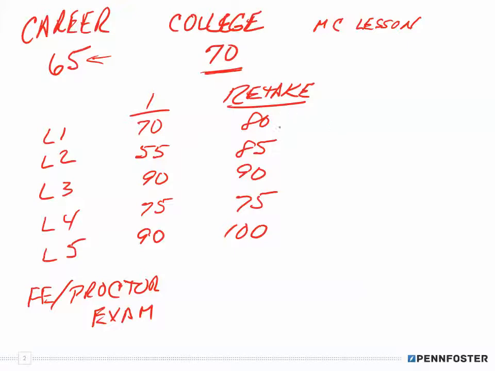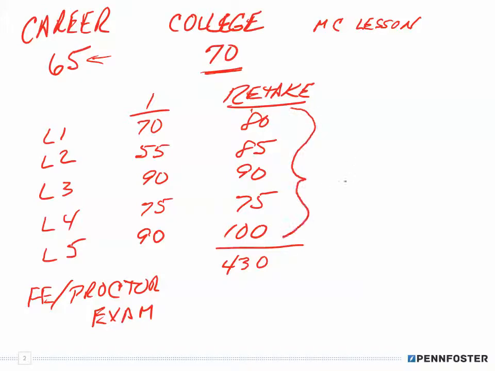The total: 5 and 5 is 10, so that's 9, 17, 26, 33. That's 430 points. Notice I'm talking in terms of points here.